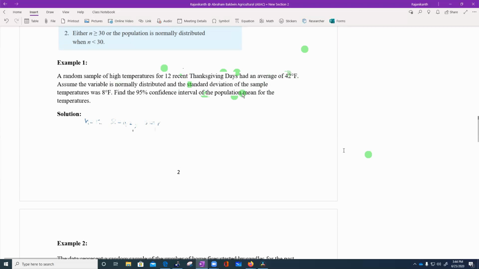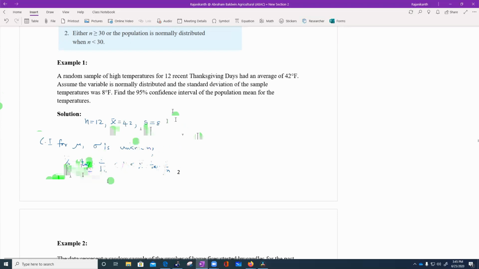Remember, we are going to use the confidence interval formula for mu when sigma is unknown. The formula says x bar minus t alpha over 2 times s over square root n, less than mu, less than x bar plus t alpha over 2 times s over square root n. Remember, like in section 7.2, where we found z values, here we are going to find t values. First of all, you need to figure out the alpha. The confidence level is 95%, therefore alpha is 5%.